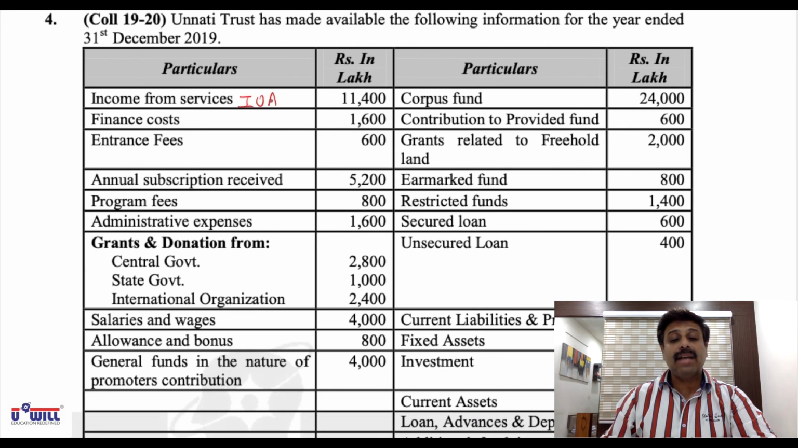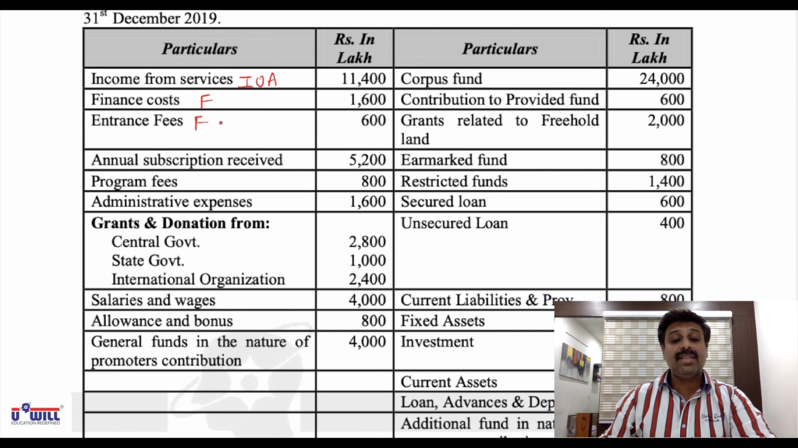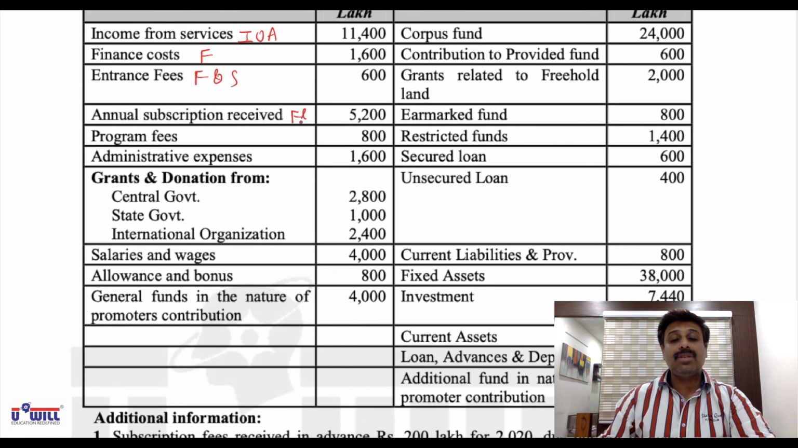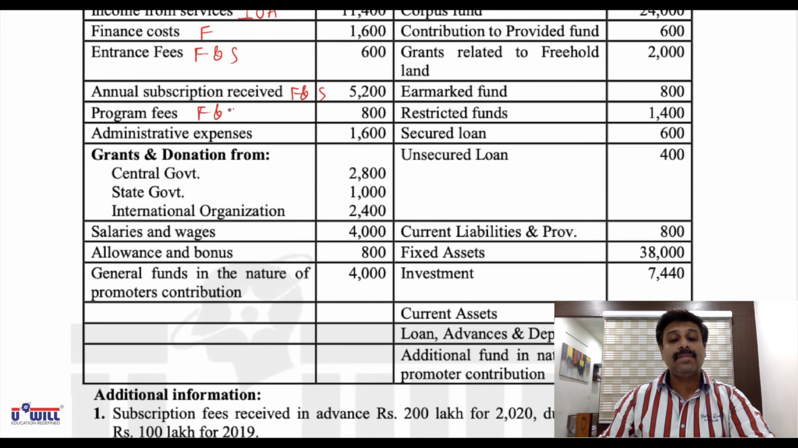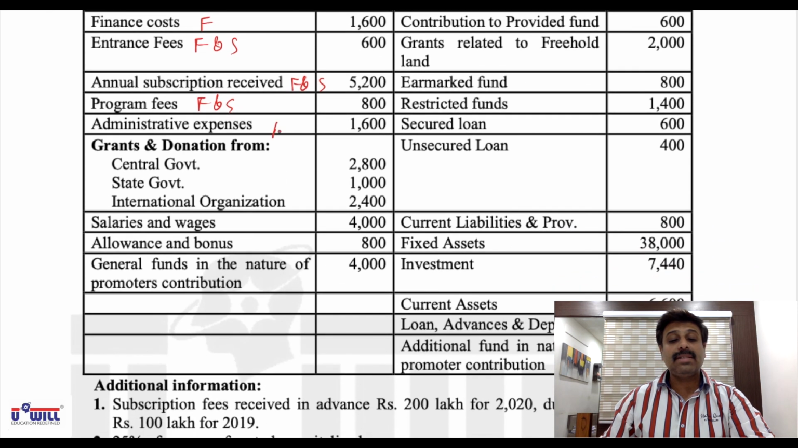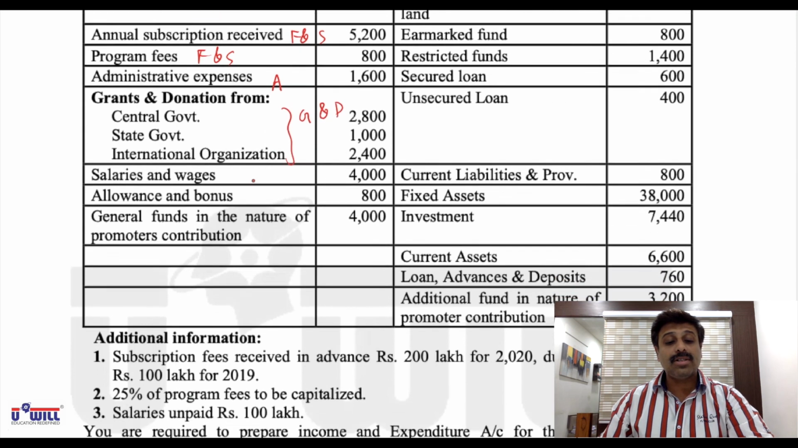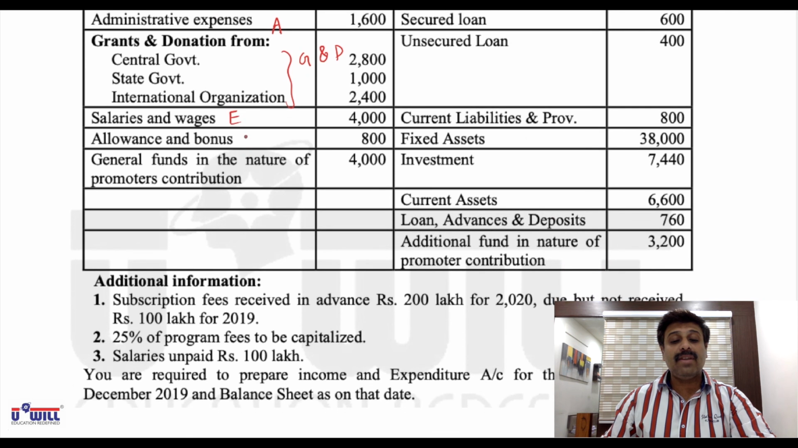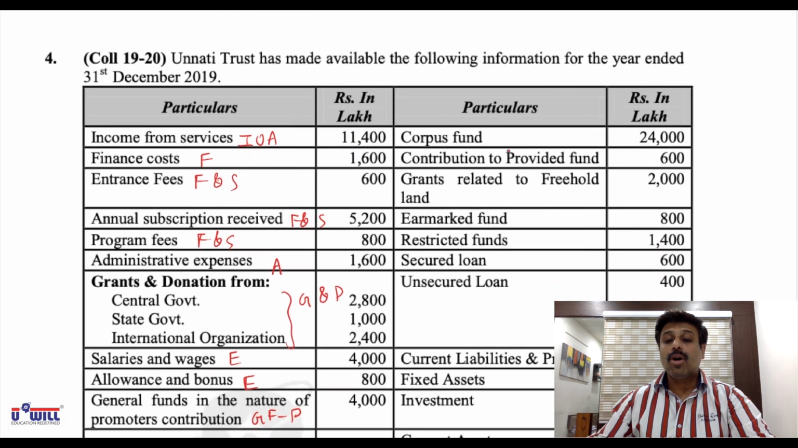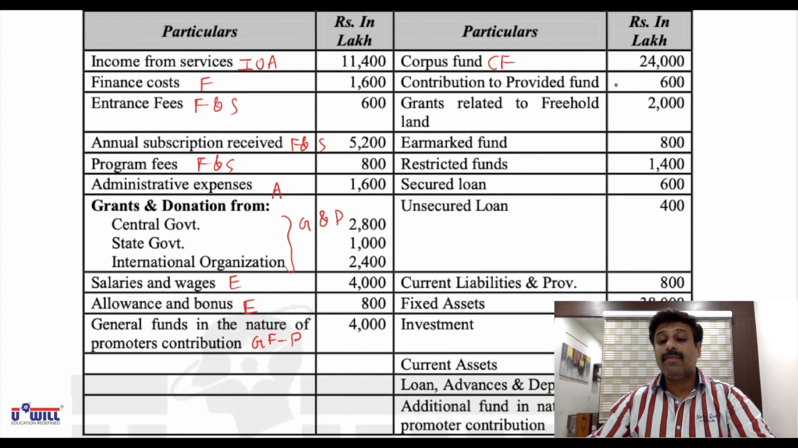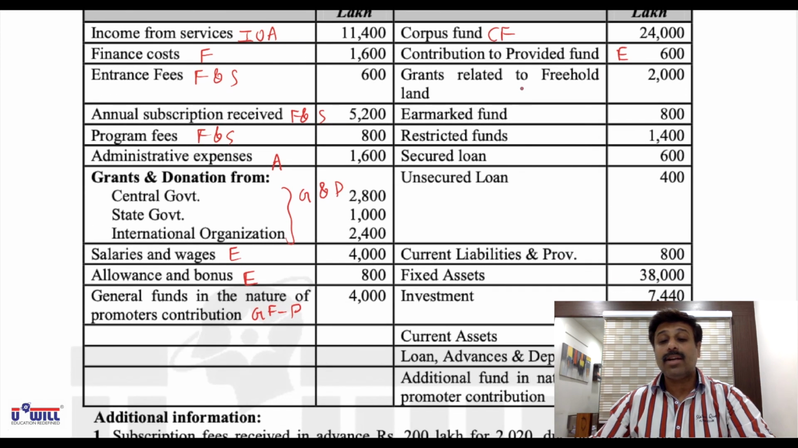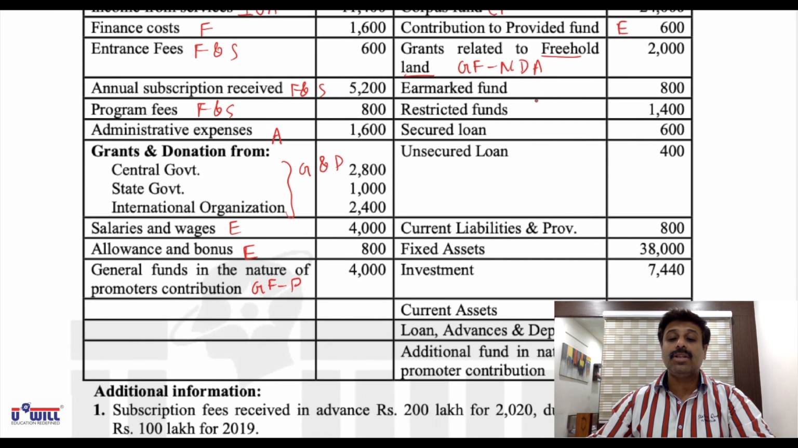Income from services, IOA. Finance cost, F. Entrance fees, F&S. Annual subscriptions, F&S. Program fees, F&S. Administrative expenses, A. Donations, from all of these will come in grants and donations. Salaries and wages, employees benefit. Allowances and bonus, employees benefit. General fund in the nature of promoters contribution, GFP. Corpus fund, CF. Contribution to provident fund, employees benefit. Grants related to freehold land, just now we discussed, GFNDA, in the previous question.